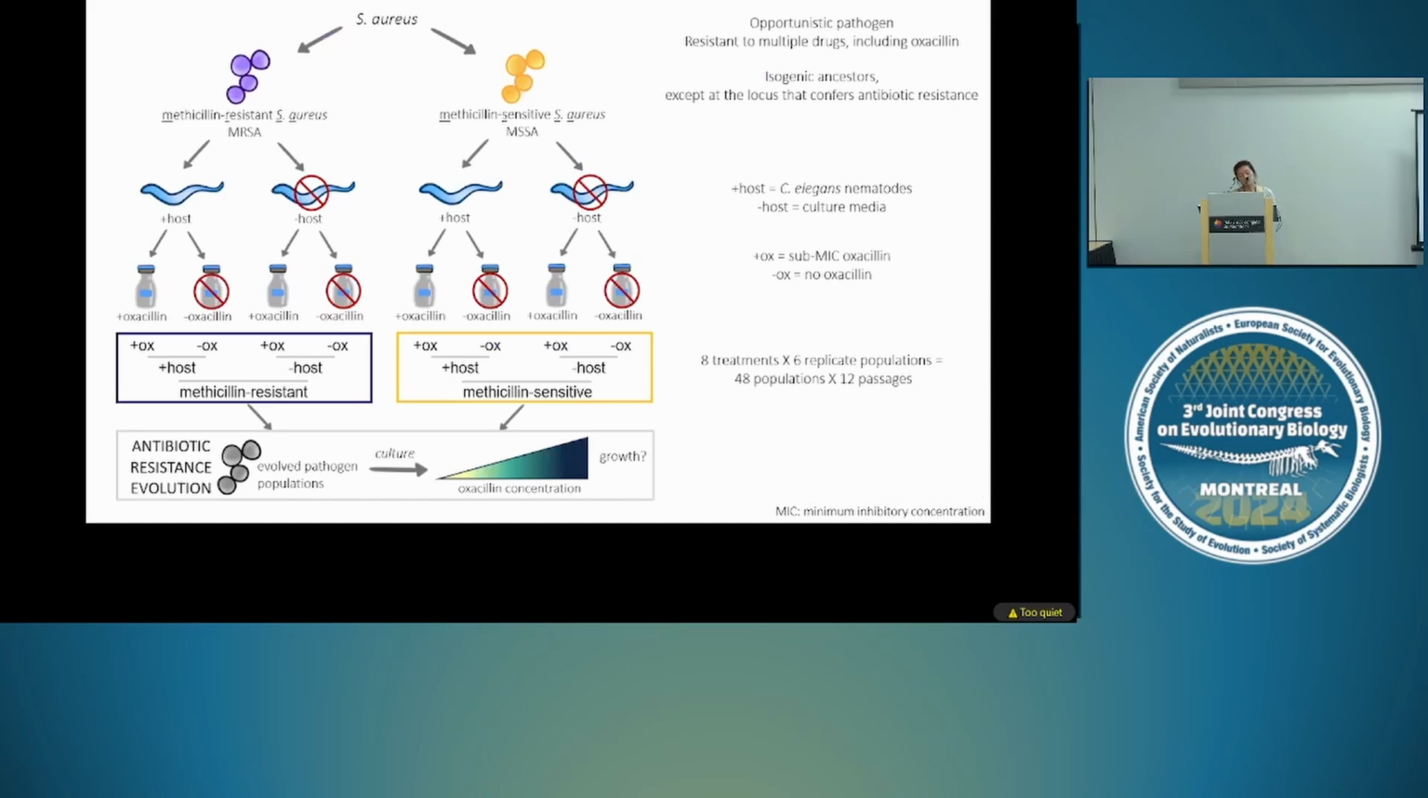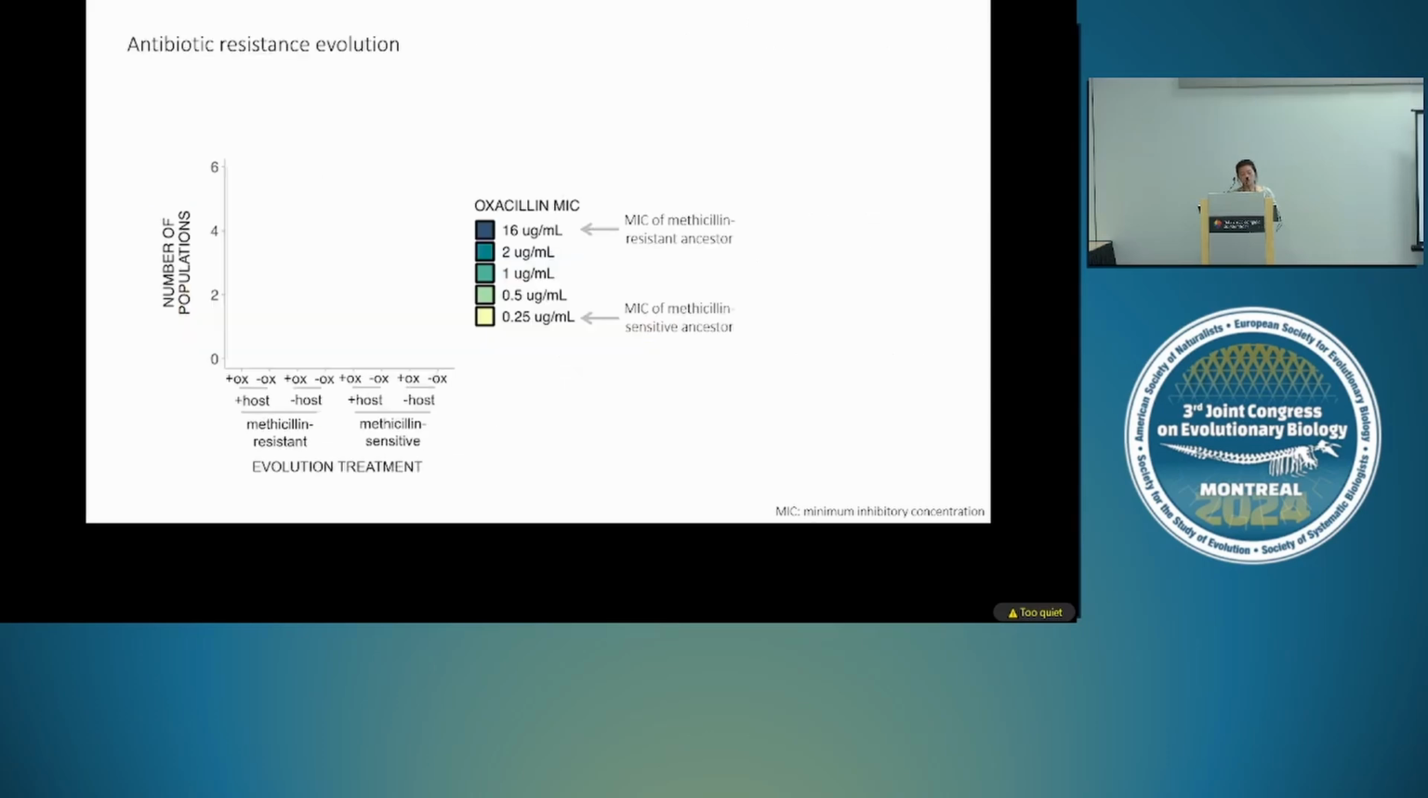Next, we measured antibiotic resistance evolution. We took our evolved pathogen populations and we determined whether they would grow across a range of oxacillin concentrations. Here, the y-axis is showing the number of populations with a particular MIC. The range of oxacillin concentrations that we used was in between the MIC for the methicillin-sensitive ancestor and the methicillin-resistant ancestor.